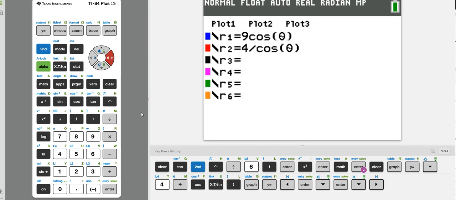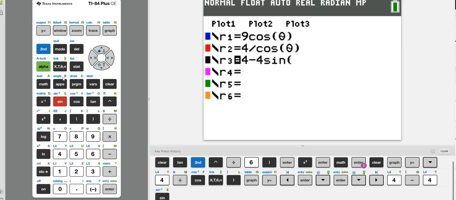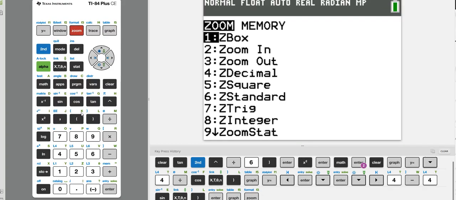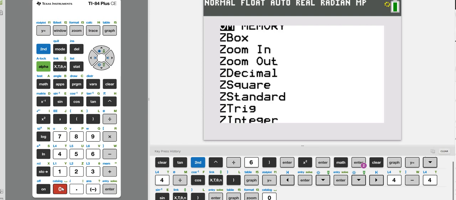And let's just put in 4 minus 4 sine of theta. Now I'm probably going to want to adjust the window again so that I can see this graph in its entirety. Because if I graph it right now, I'm thinking that it won't fit too well. Yeah, you're getting some of it, but not all of it. So as a reminder, zoom 0. That should do things pretty nicely.